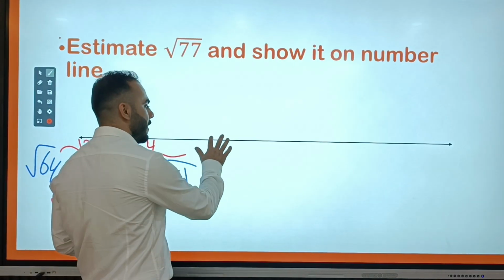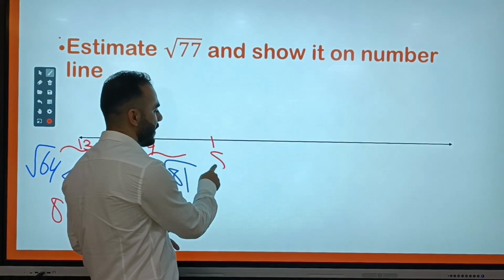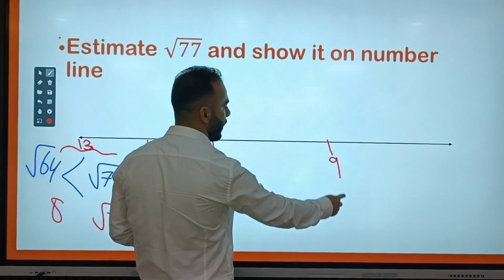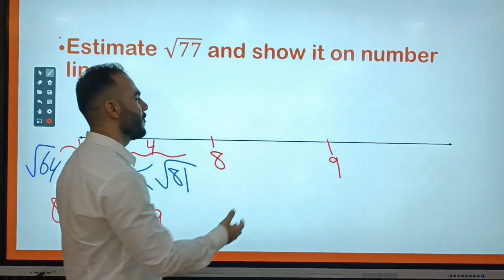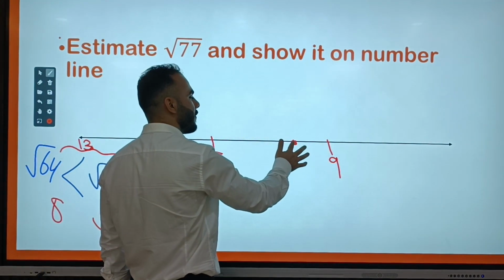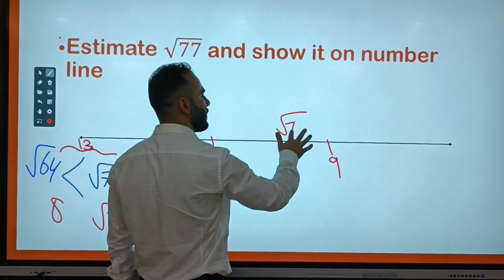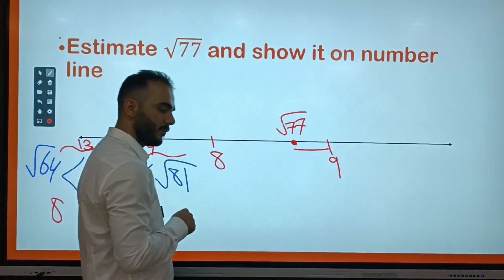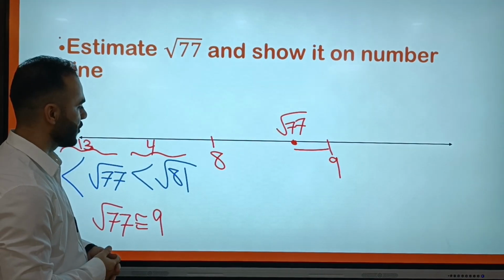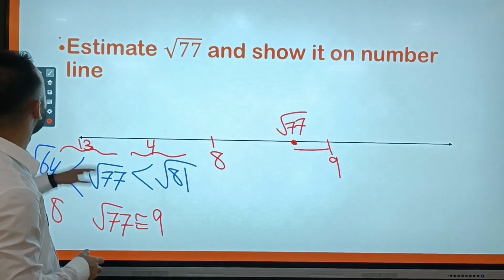So here on our number line, we can say that, okay, here is 8 and here is 9. So square root of 77, since it was estimated to 9, is going to be somewhere around here. Square root of 77 is closer to 9 than 8. And I hope that this is clear to you guys.